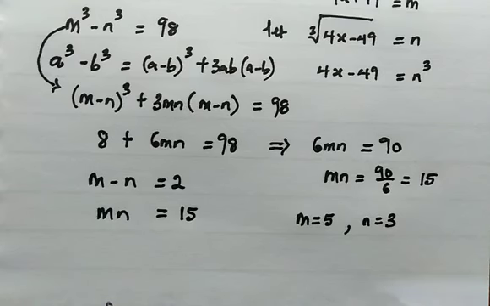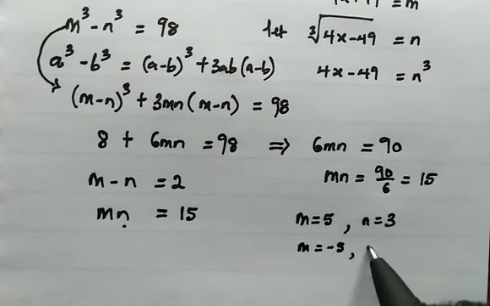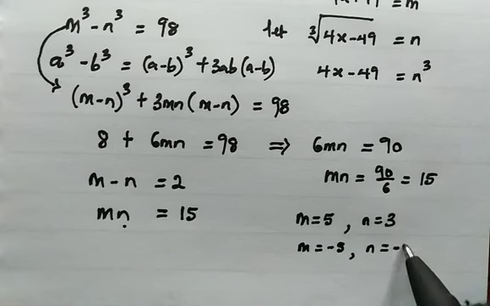Now let's think about if m and n can be negative. Of course, both of them can be negative because negative times negative will give us something positive, right? So we think about it. We are very sure that m can be negative 5. I mean, is that all right? Yes, of course. And n can be negative 3.